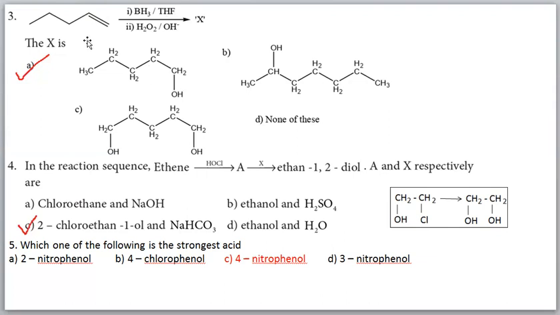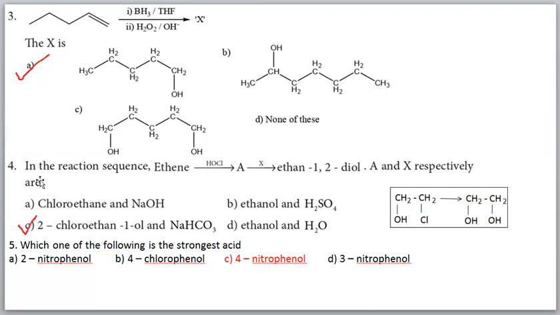Okay. If it follows Markovnikov addition, then what will happen? This side H, this side OH. So this compound we will get. Okay. But for this reagent, the reaction is anti-Markovnikov addition. So A option is the correct one.